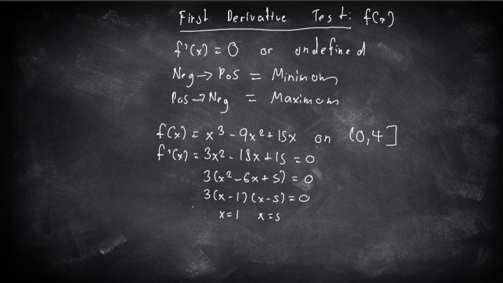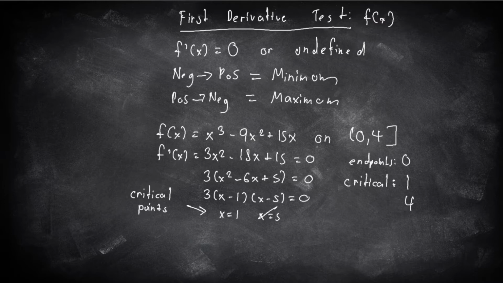And these points have a specific name. These are called critical points. So these points are going to give us our maximums and minimums. The first thing we have to do is, if we're given an interval, which we are, check if these critical points are in the interval. Well, 1 is in the interval because it's between 0 and 4. 5 is not, so we cannot consider this. So we have a critical point at 1, and we have an endpoint at 0, and we have an endpoint at 4.